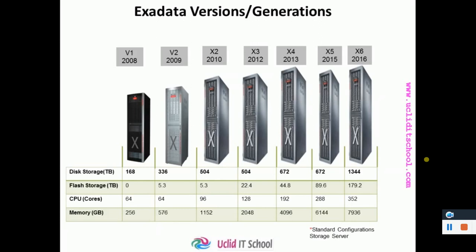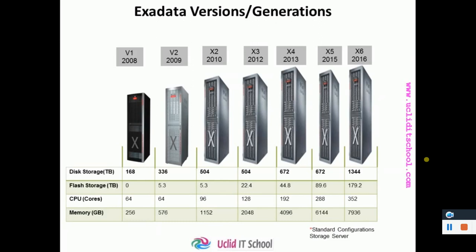Okay? So the latest version is released in January 2016, just 8 months back. And the latest version is called X6. The first version is called V1, released in 2008. So exactly 8 years back, first version was released. And now we have 7 versions in the market released. Okay?